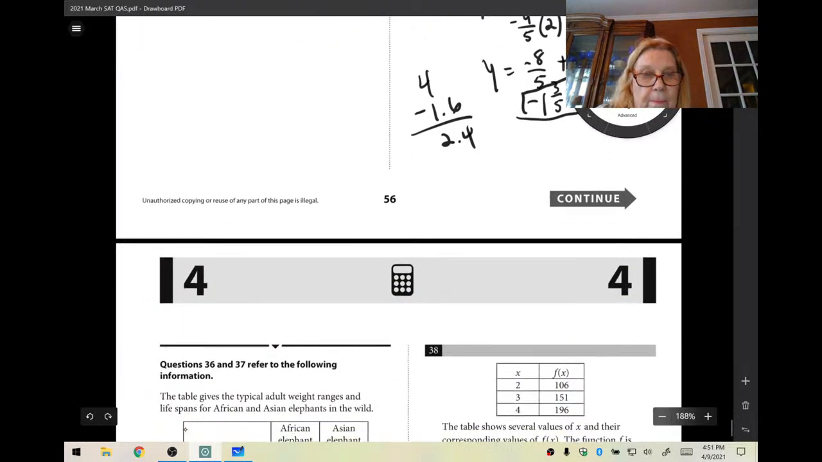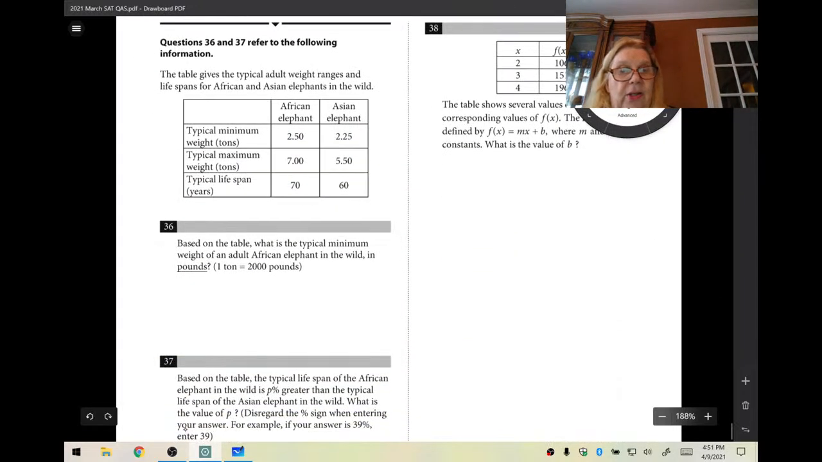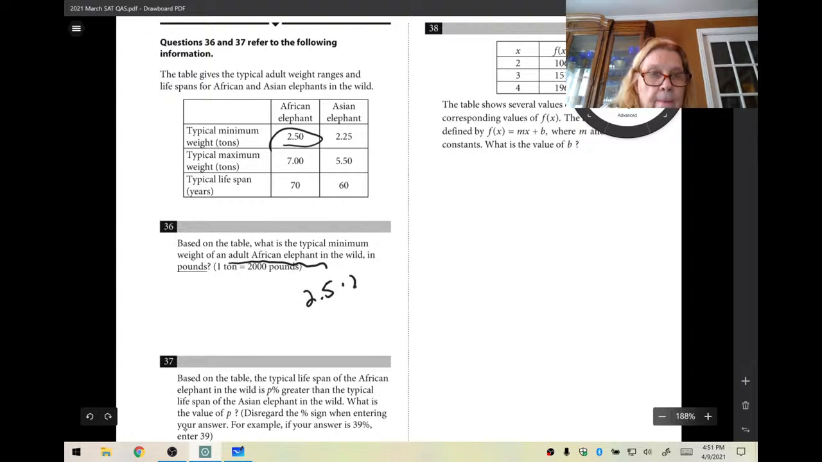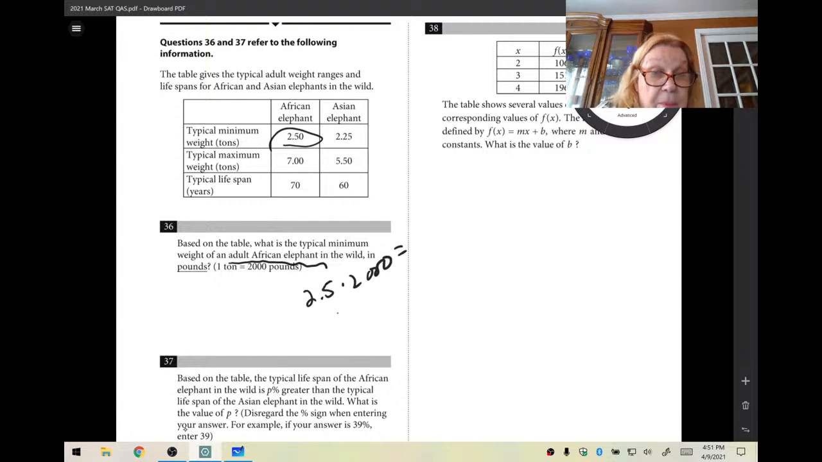Okay, we're on the last questions here, almost. So, how much does an adult African elephant in the wild weigh, in pounds? Well, an African elephant is 2.5 tons. So we're just going to multiply that times 2,000. Not so bad. Big weight, 5,000 pounds.